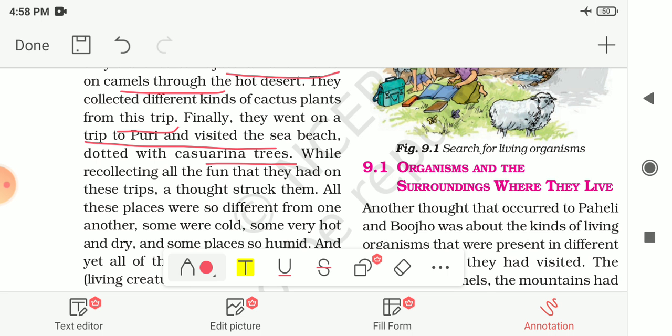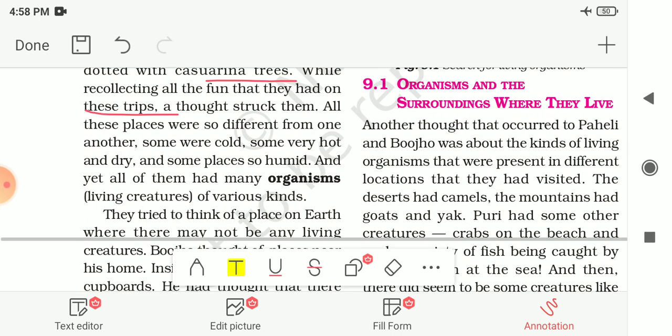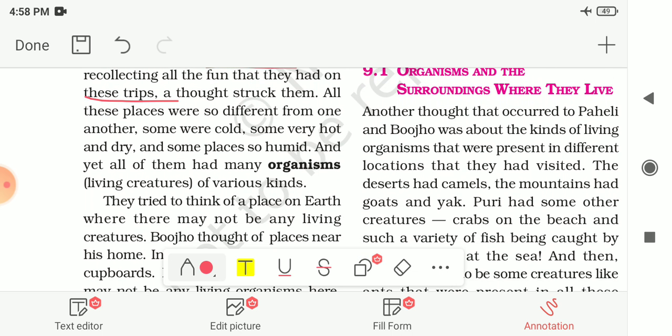While recollecting all the fun they had on these trips, a thought struck them: all these places were so different from one another. Some of these places are very cold, some are very hot and dry, and some are so humid, that means having so much moisture. And yet all of them had many organisms, that means living creatures of various kinds.